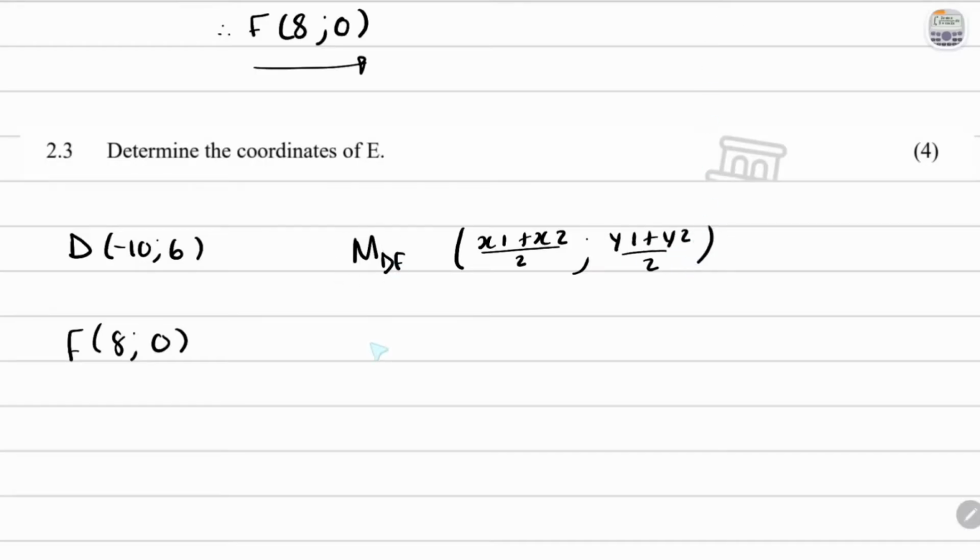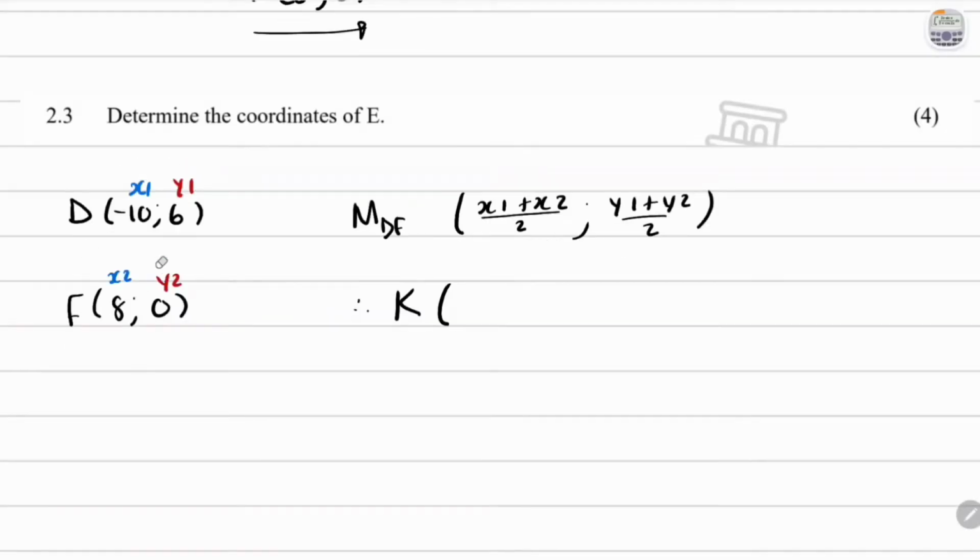Now we know the midpoint of DF is that point K, so I'll just replace that and say K. You can take that as your x1 and that's your x2, and of course y1 and y2. So x1, x2, y1 and y2. So that is negative 10 plus 8 over 2 and 6 plus 0 over 2.